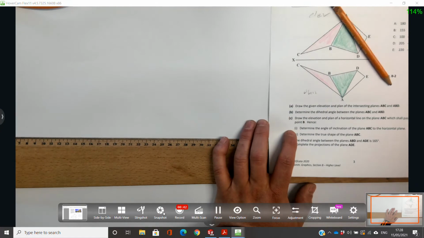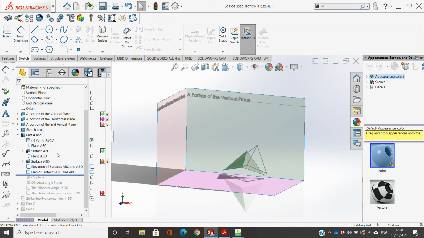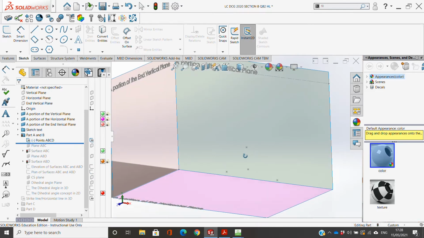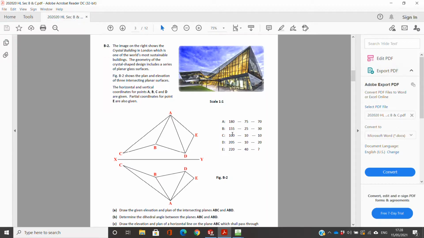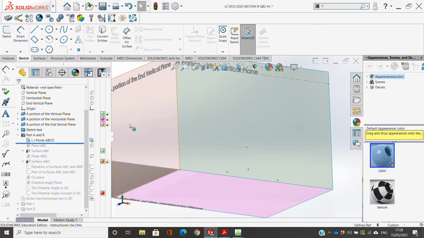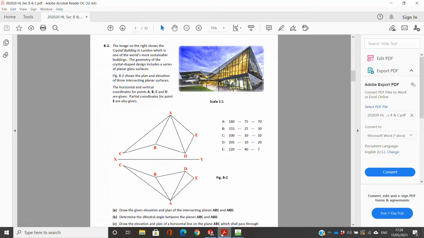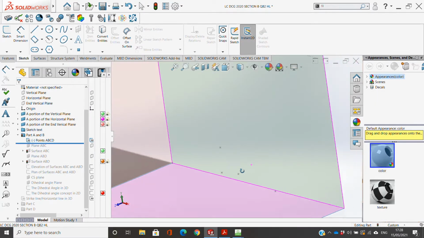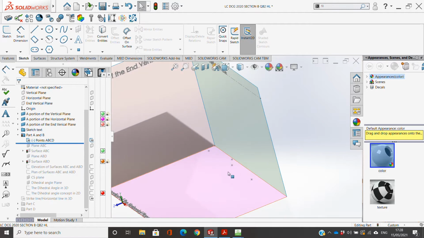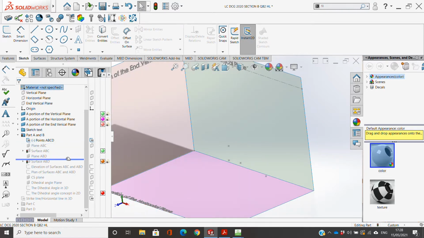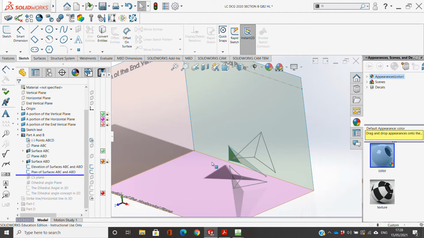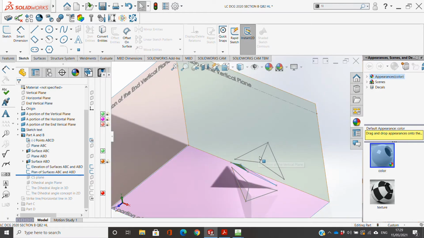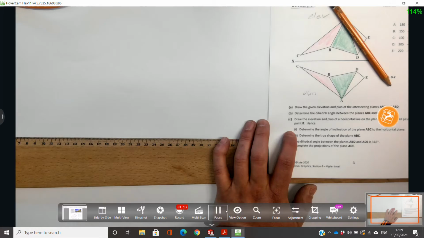Alright, so a quick look in 3D. Here are the points in 3D. You have to go over from the vertical plane the x coordinates, up from the horizontal plane the y coordinates, and out from the vertical plane the z coordinates to get the points. And there's them in 3D, and there's the elevation and plan.